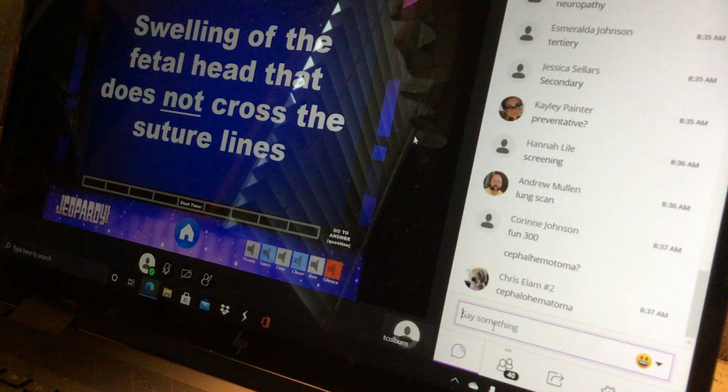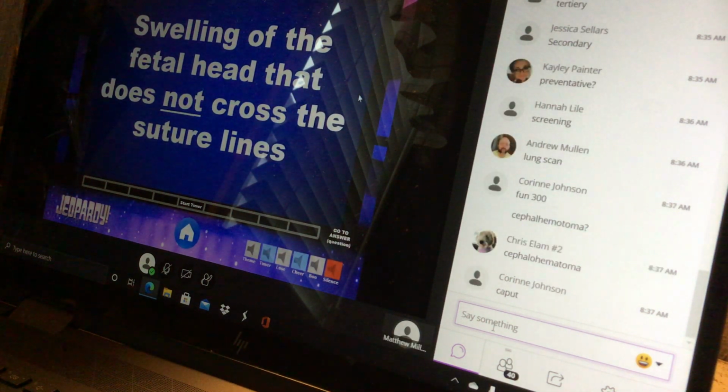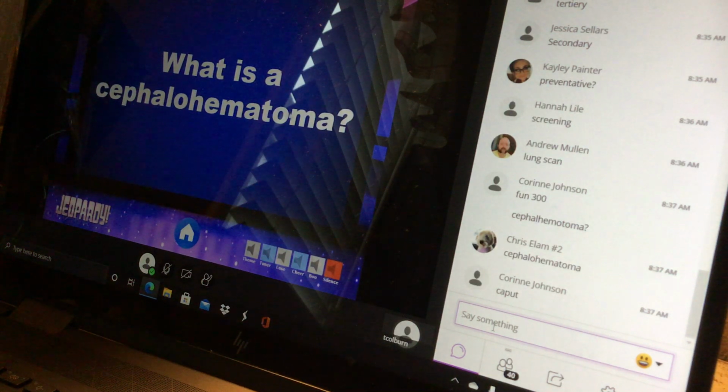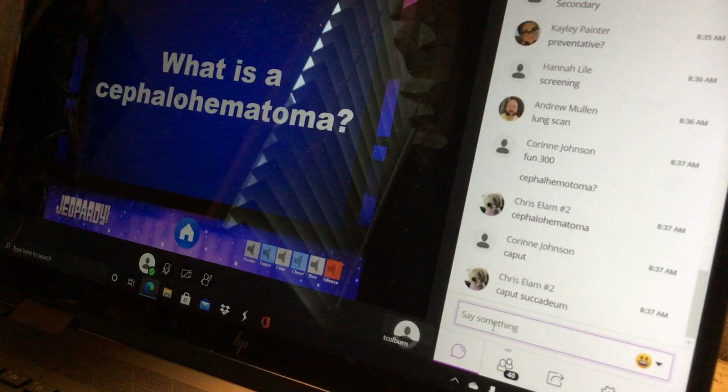Cephalohematoma. Good. So cephalohematoma is the one that does not cross. What's the other one? You could use the short version. Caput. Good. So the caput's the one that crosses. You wear your cap all the way across your head, but a cephalohematoma is in the periosteum of the bone, so it can't cross the suture line because the bone stops. So cephalohematoma.